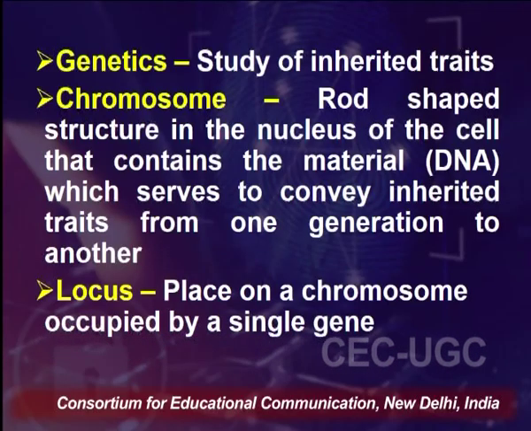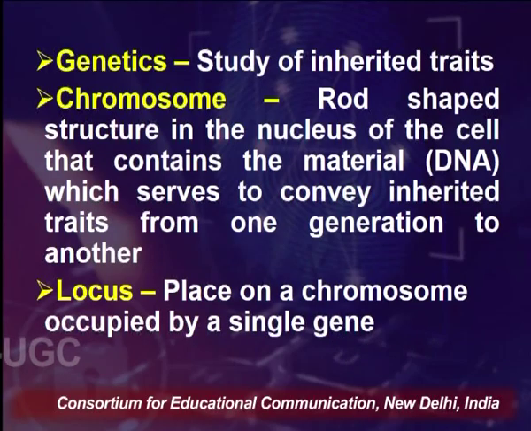Then the next term is locus. It is a place on a chromosome which is occupied by a single gene. So, we talk about various genes. These genes are present on DNA, and a specific place on the chromosome we call a locus. So, why do we need to study these loci?